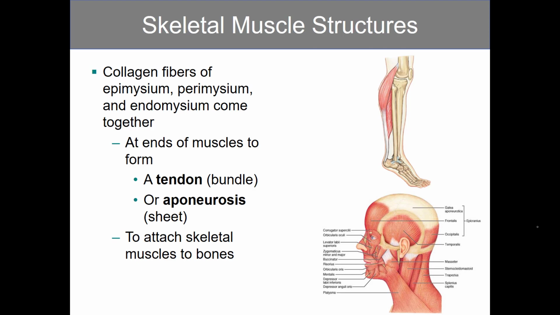Collagen fibers of the epi-, peri-, and endomysium come together at the ends of the muscles to form tendons. Tendons are going to then connect that particular muscle to the bone. So here we have a muscle called the gastrocnemius, which is our calf muscle, and all of those connective tissues are going to contribute collagen fibers, which will ultimately form the tendon, in this case the Achilles tendon or the calcaneal tendon, and that's going to then connect the muscle, the gastrocnemius, to the heel bone, one of the tarsals.